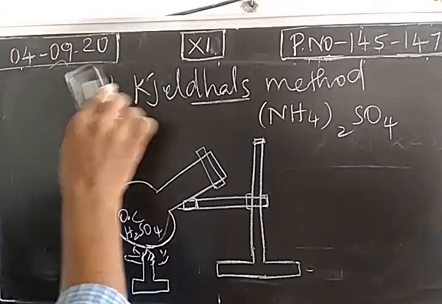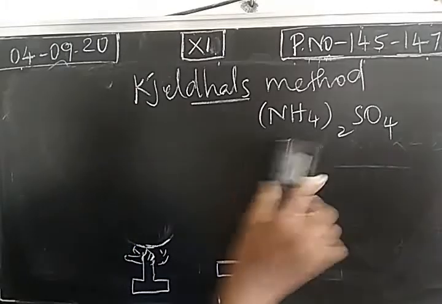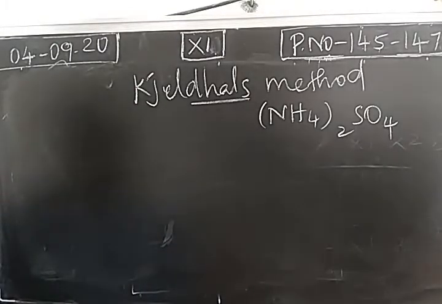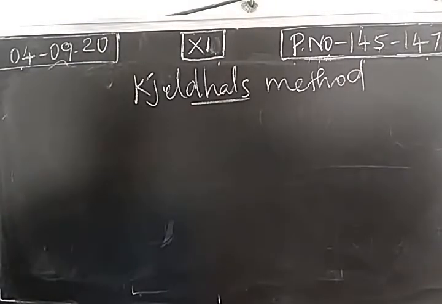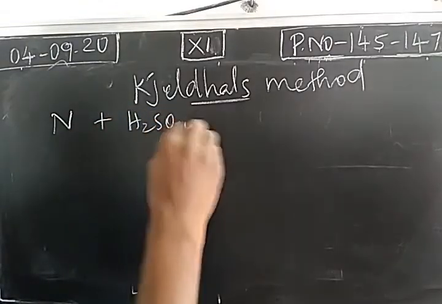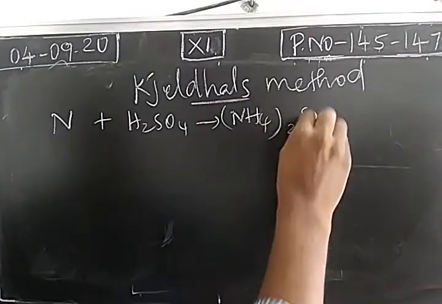And an important one mark: this Kjeldahl's method is used in the analysis of food and fertilizers. To find the percentage of nitrogen in foods as well as fertilizers, we use this Kjeldahl's method. So nitrogen present in the organic compound will combine with sulfuric acid, it forms ammonium sulfate.